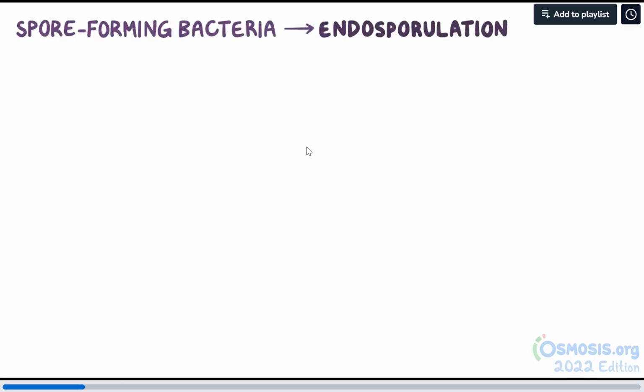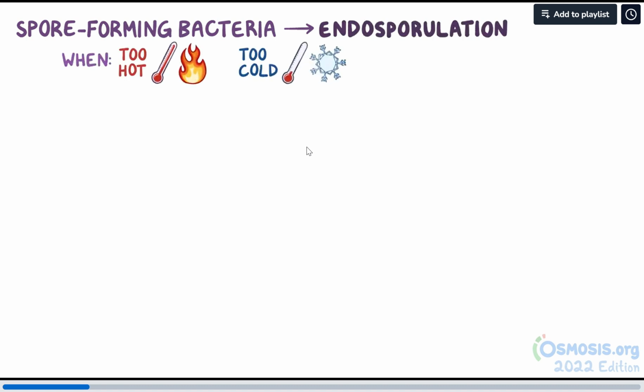Finally, Bacillus anthracis is a spore-forming bacteria, so it can undergo endosporulation when it feels threatened by the environment, like when the temperature becomes too high or too low, in case of extreme dryness, or when there's harmful radiation around.